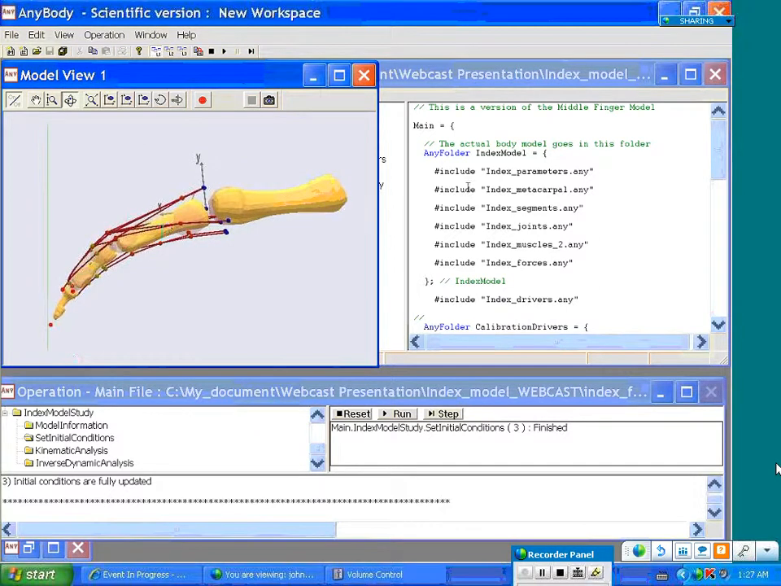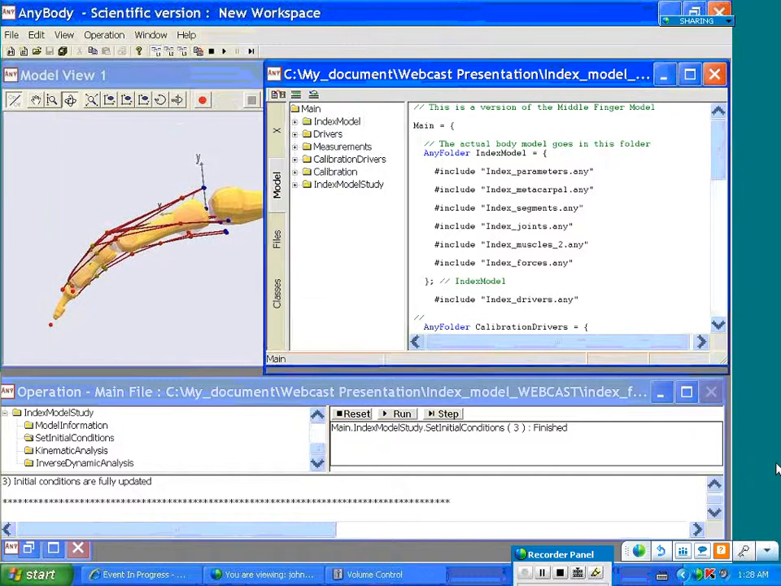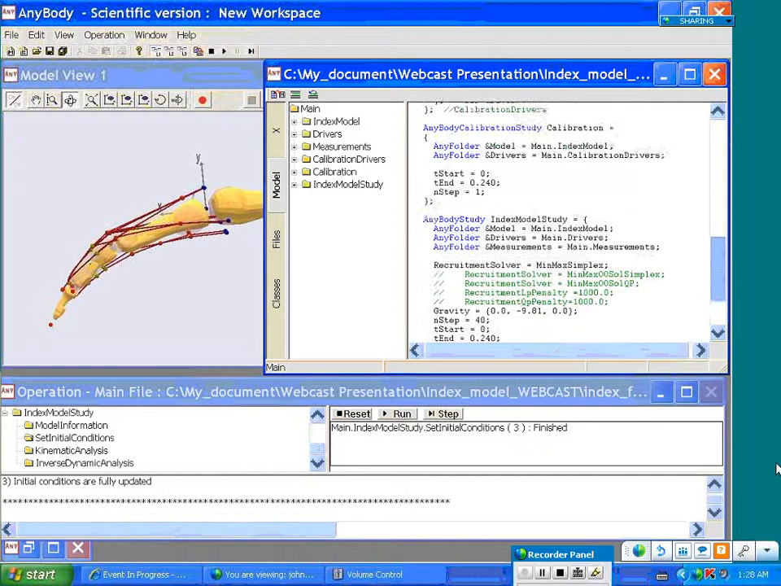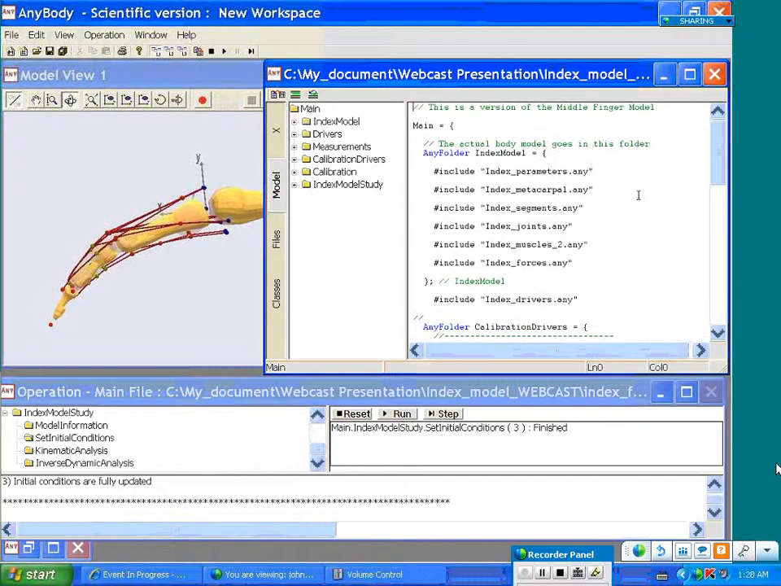We first look at the modular. The model has a main program, very short, like a C++ or Fortran program. We call a subroutine, then you calculate some detail. The first include is the index parameter.